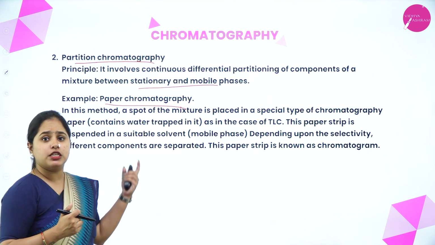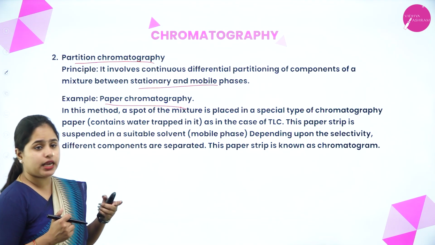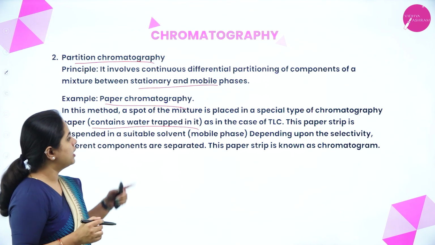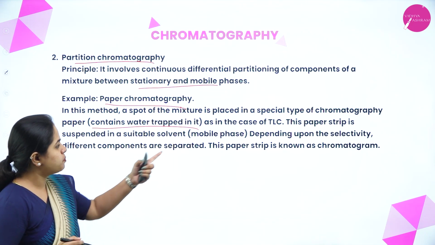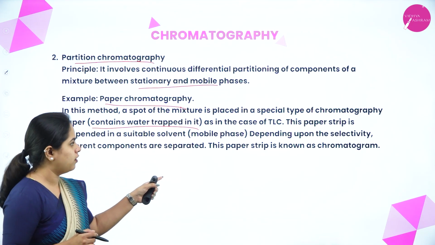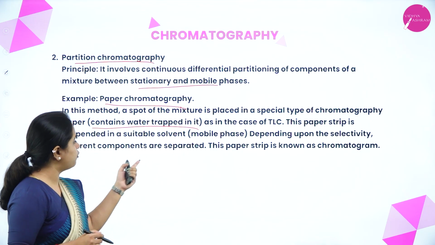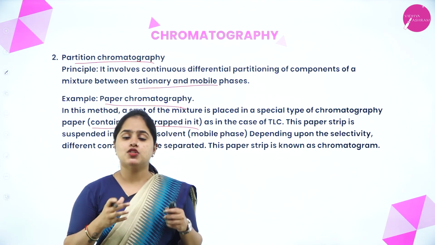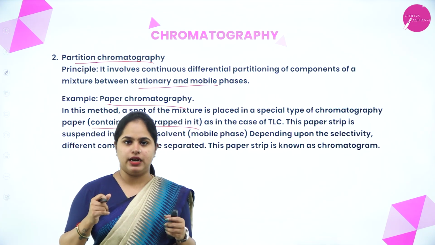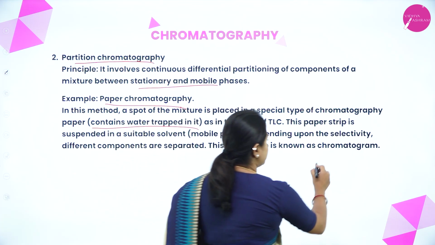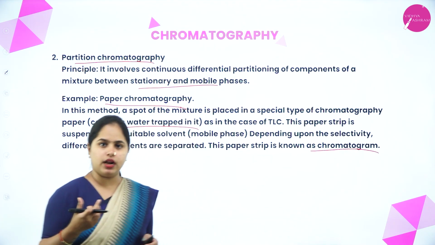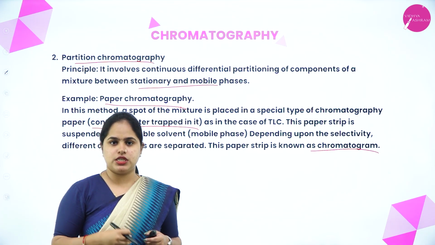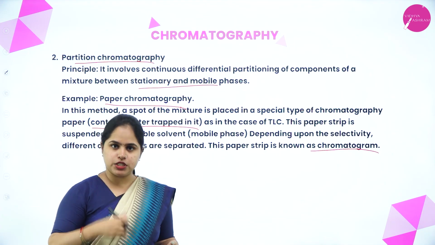So in this method, a spot of the mixture is placed on a special type of chromatographic paper which contains water trapped in it, right, as in the case of TLC. Now this paper strip is suspended in a suitable solvent, and depending upon the selectivity, different compounds are separated, and this paper strip is known as chromatograph. So instead of a thin sheet of glass, we take a special paper, and the same way we put it inside a closed jar in which we have a suitable solvent, right?